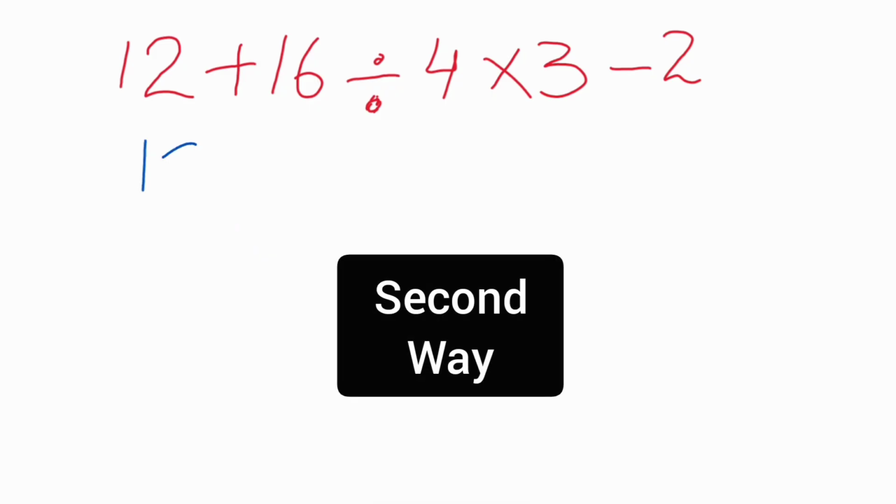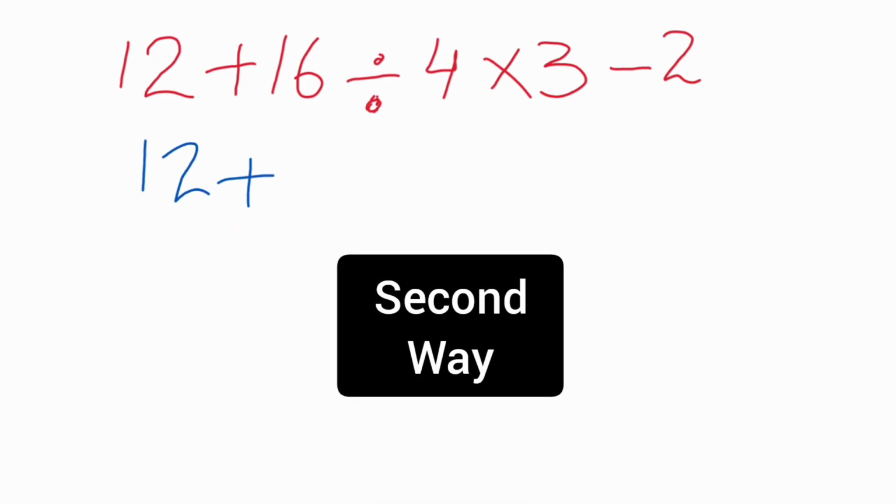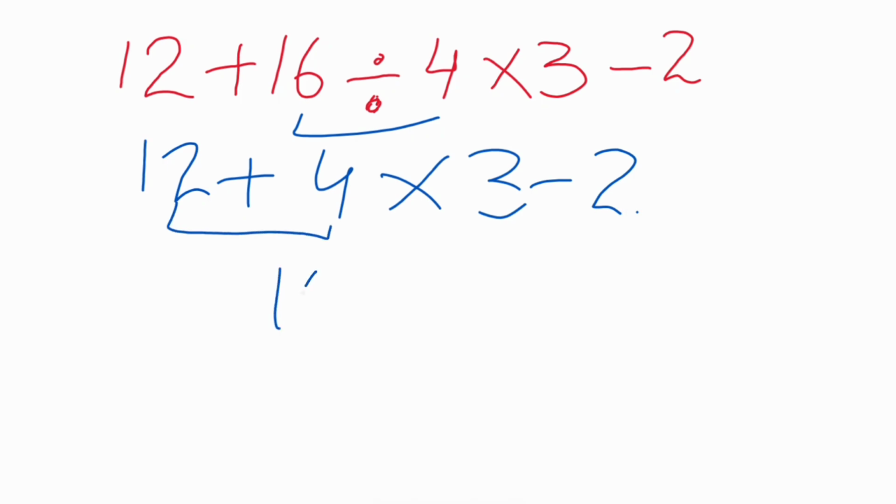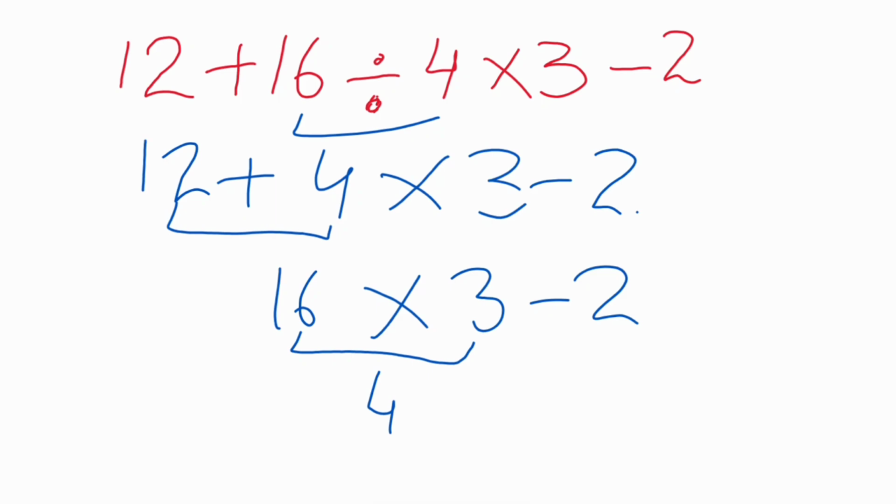Now solve by second way. 12 plus 16 divide 4 equal to 4, multiply 3, minus 2. 12 plus 4 equal to 16, multiply 3, minus 2. 16 multiply 3 equal to 48, minus 2. 48 minus 2 equal to 46.